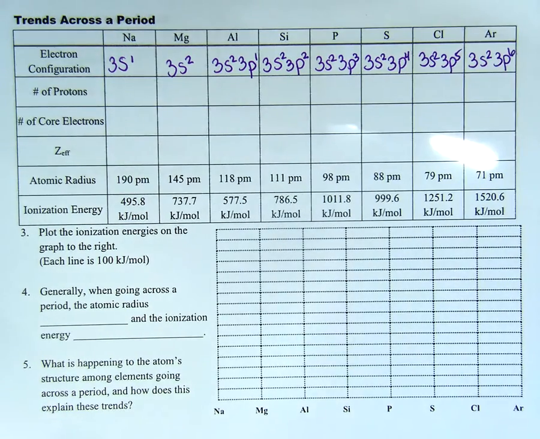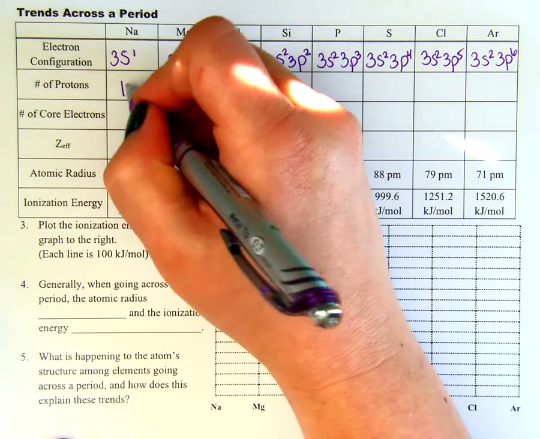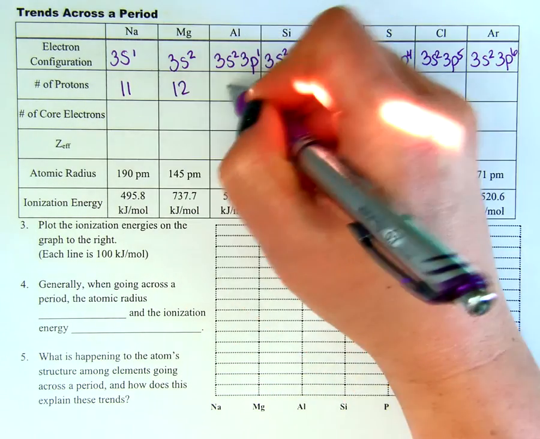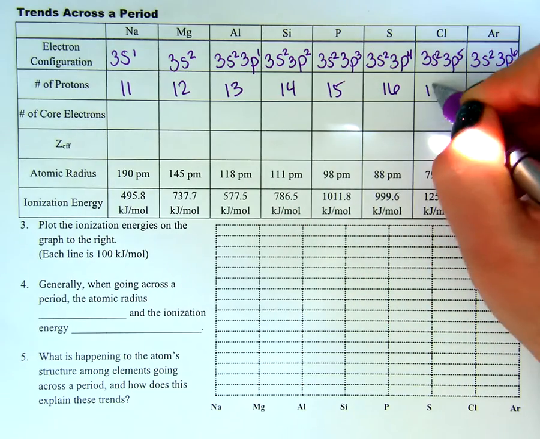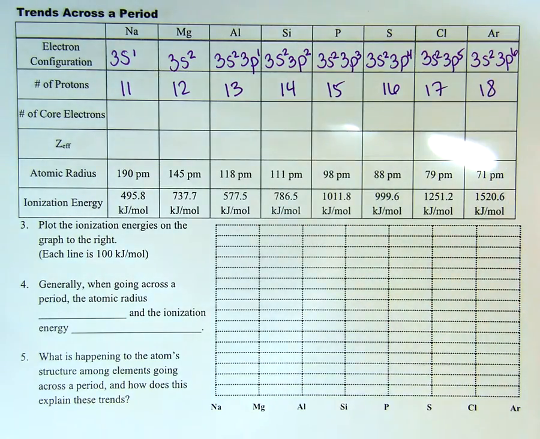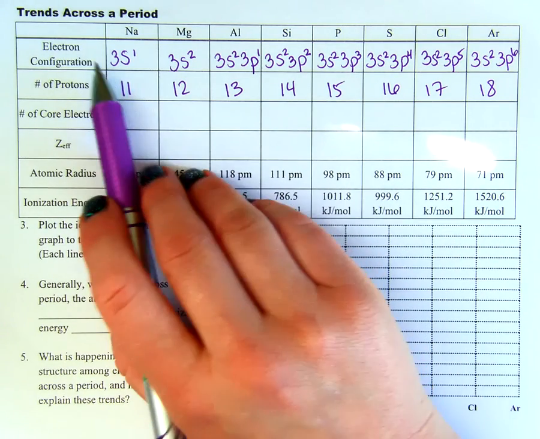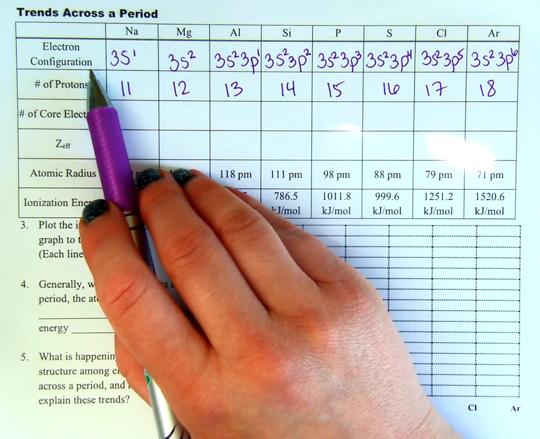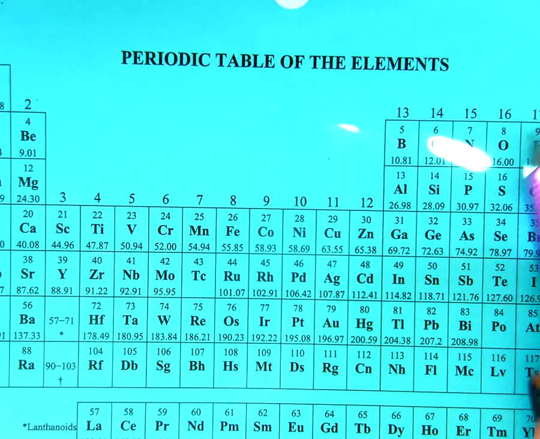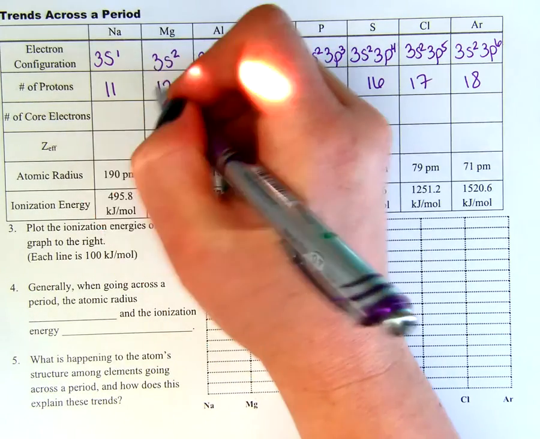Okay. The number of protons, I just, again, read that from the periodic table. And these are nice and easy. These are in order. So 11, 12, 13, 14, 15, 16, 17, and 18. The number of core electrons in these is all going to be exactly the same. So it's going to be 1s2, 2s2, 2p6, right? So those are all going to be exactly the same. They have all of these same electrons for the first two periods of the periodic table. So it's going to be 10 electrons.